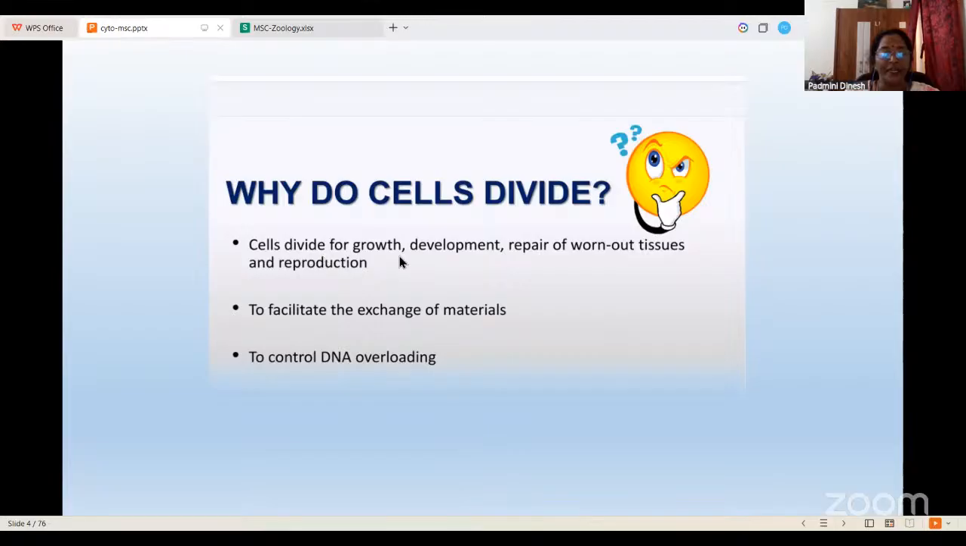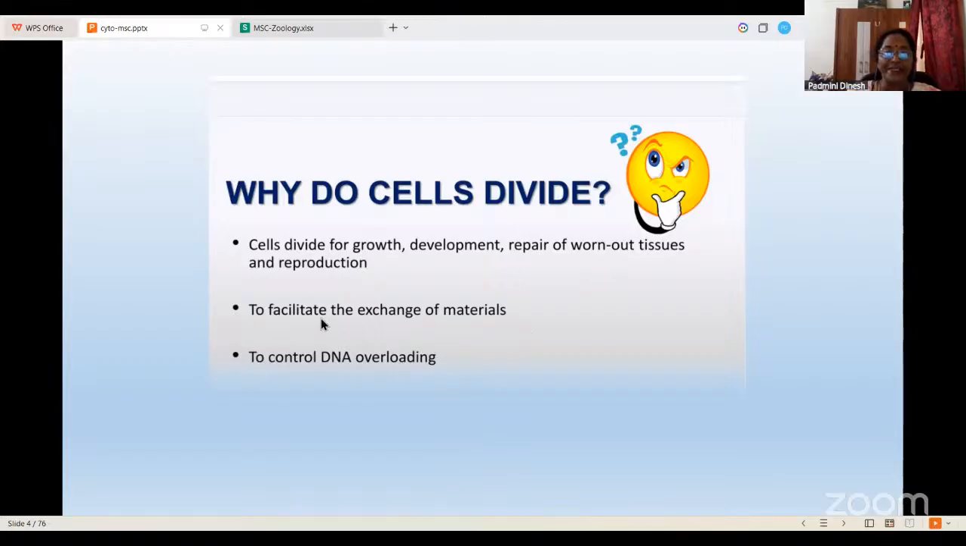First, the cell has to grow in size, so for growth, cell division is necessary. For development, also, cell division is necessary, and especially for repair. Whenever there is a wound or some problem inside the system, the cell has to repair itself. To repair the worn out tissues, cell division has to occur.